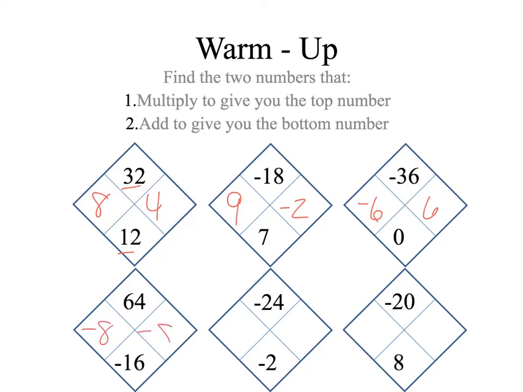Negative 8 and negative 8, two negatives give me positive 64, but add to negative 16. Negative 6 and 4 multiply for negative 24, but add to get me negative 2. And 10 and negative 2 multiply to get me negative 20, but add to get me positive 8.